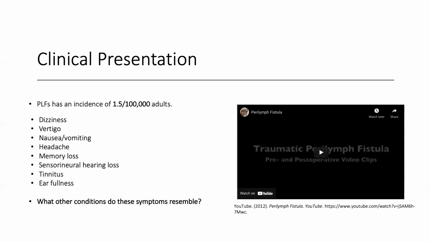So before I go over the clinical presentation in detail, here's a video of a man named Jonathan that acquired perilymphatic fistula after a skiing accident, which actually represented his 7th concussion. So let's see what kind of symptoms he is experiencing.